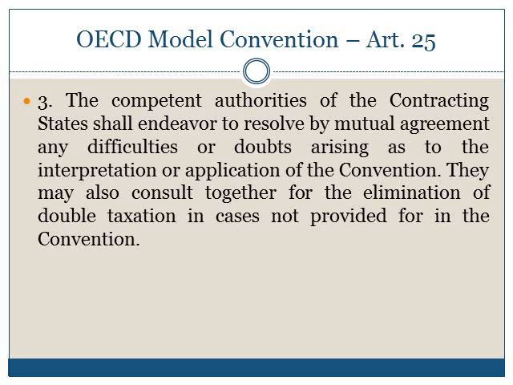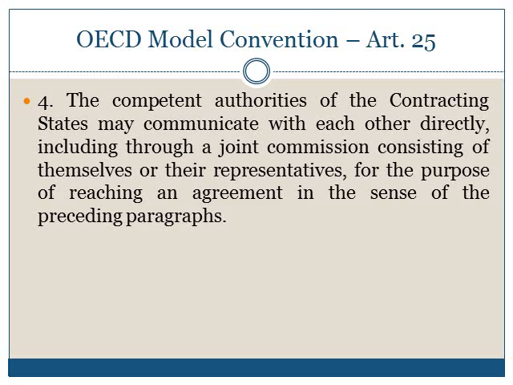The third paragraph states that tax authorities of contracting states should try to resolve by MAP procedure the issues arising as to the interpretation or application of the convention, and it also states that such authorities may consult together for the avoidance of double taxation in cases not provided for in the convention. Finally, the last paragraph states that tax authorities may be directly in touch with each other for reaching an agreement in the sense of the preceding paragraphs.